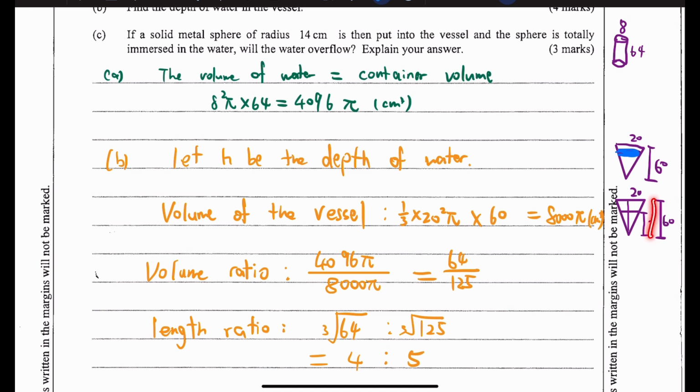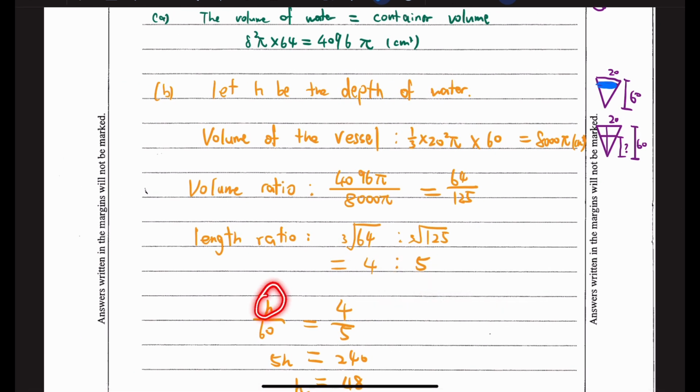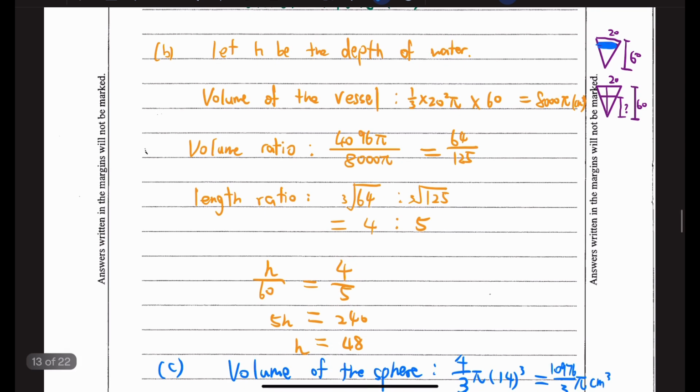So it means that you use 60 times 4 over 5, which will be the height of the water, the depth of the water, which equals 48. Or you write it like that, both are okay. The smaller over the larger equals 4 over 5, and then H equals 48.